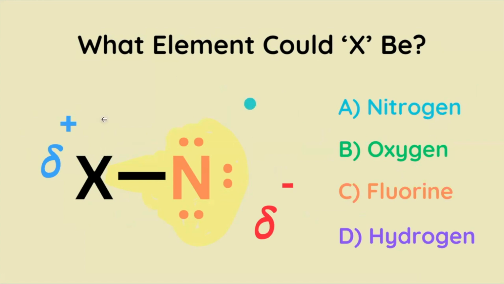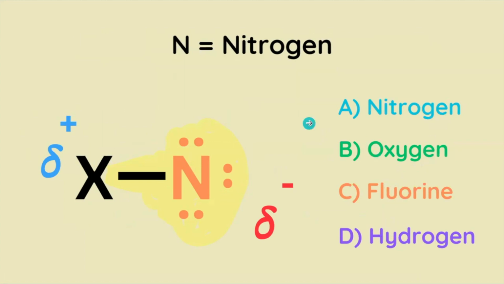Which of these elements represents X and is bonded to N? Is it nitrogen, oxygen, fluorine, or hydrogen? Firstly, it's important to acknowledge that N is the chemical symbol for nitrogen. So our question becomes, what element, X, is bonded to nitrogen, which yields this situation that we see?